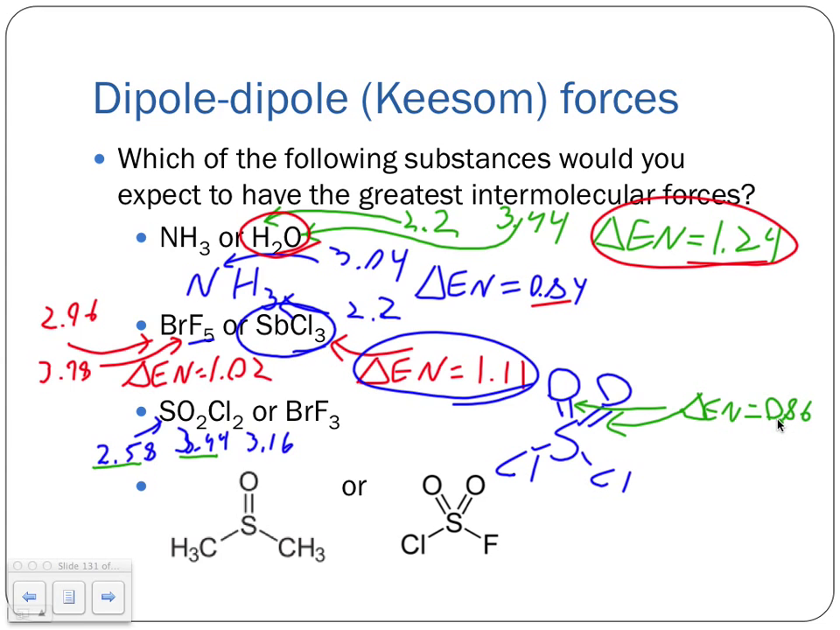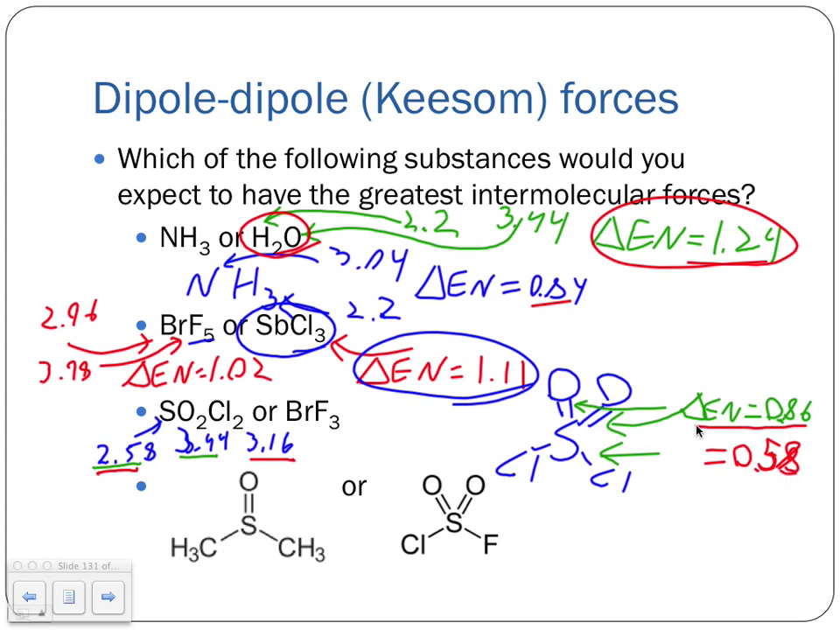On the other hand, our other bond is a sulfur-chlorine bond. The sulfur-chlorine bond will be the difference between our sulfur right here and our chlorine, which is 3.16. So we take the difference between those two, 3.16 and 2.58, and we get an electronegativity difference of 0.58. So we can very quickly look at those two, and we can establish that the 0.86 is our larger one.